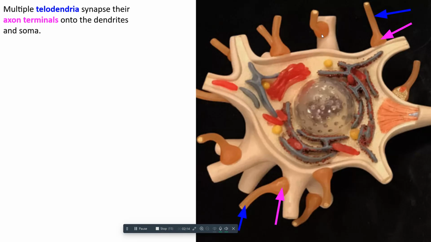and every telodendrion is going to end in an axon terminal. And that axon terminal is synapsing with a dendrite in this case, or synapsing with a cell body in this case. Note that this axon terminal is cut in section to show you that it is filled with vesicles, synaptic vesicles, that would contain neurotransmitters.